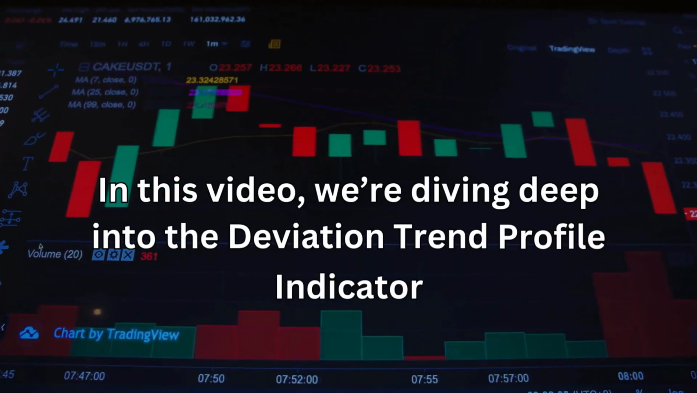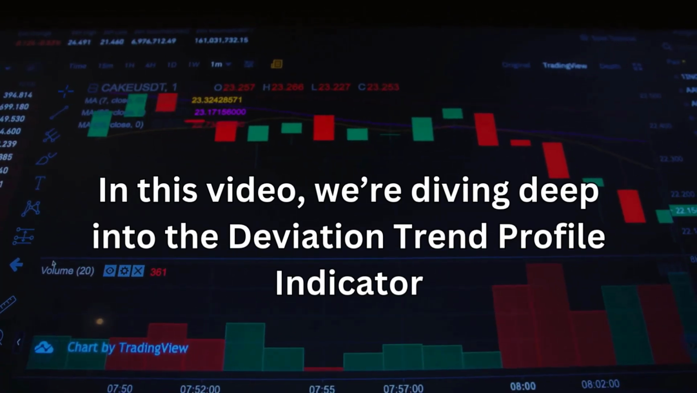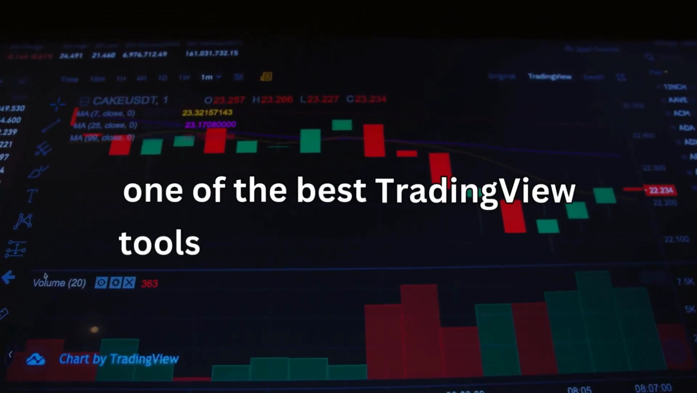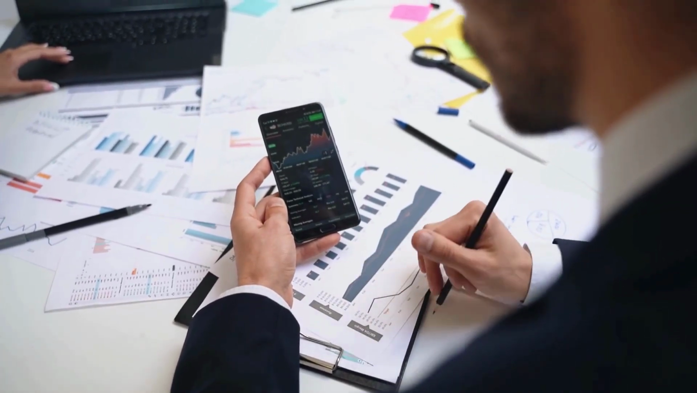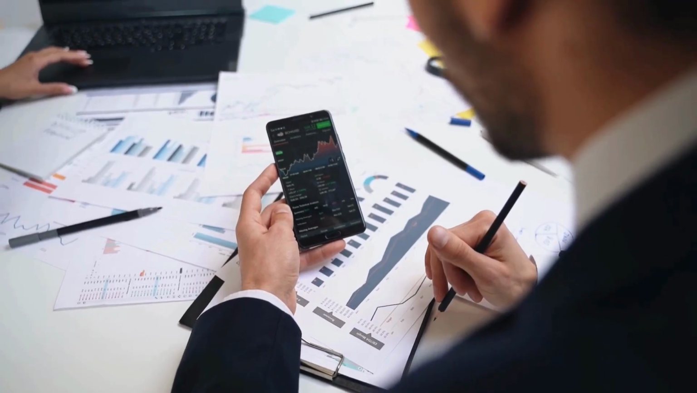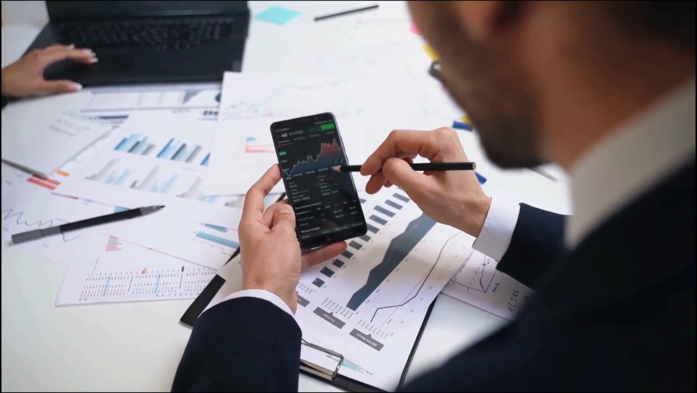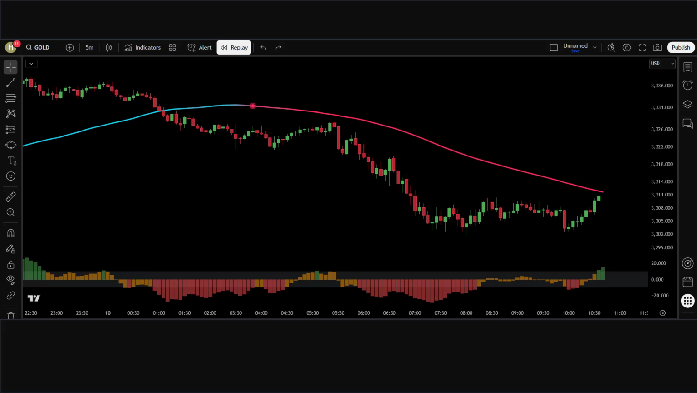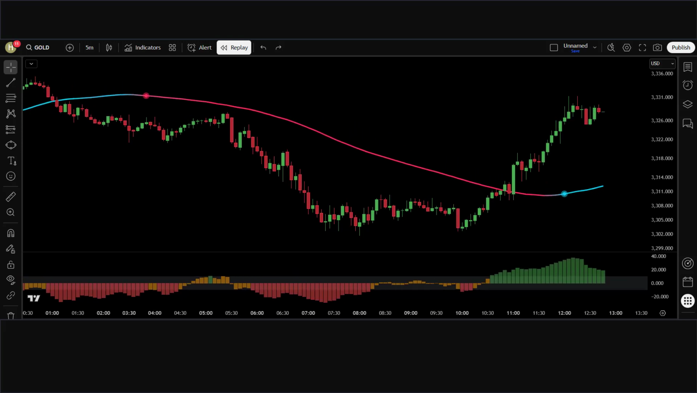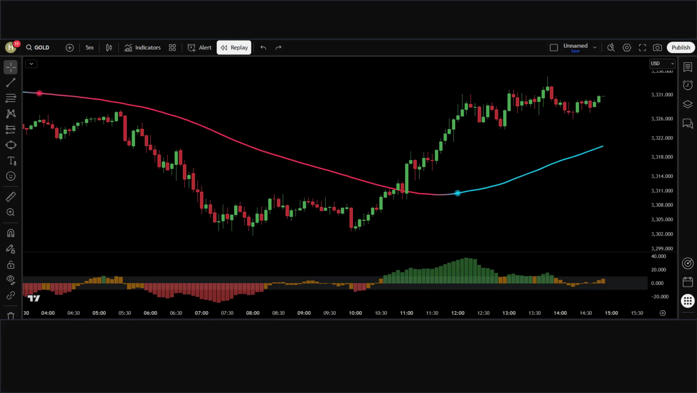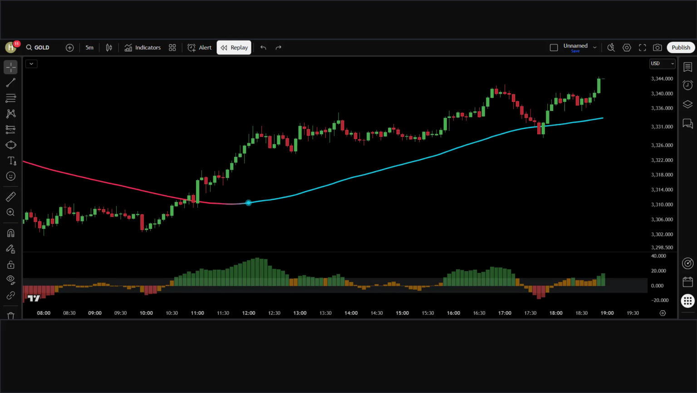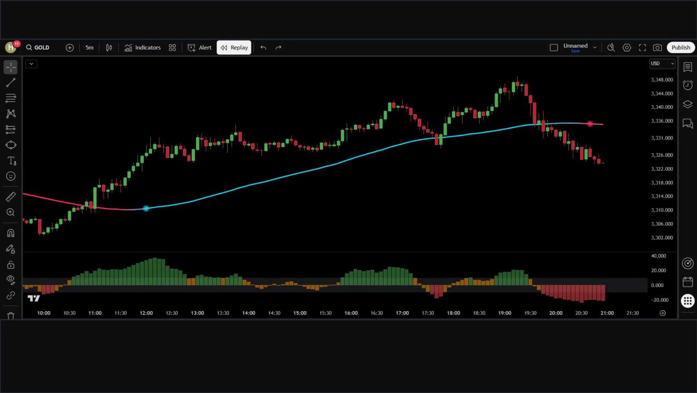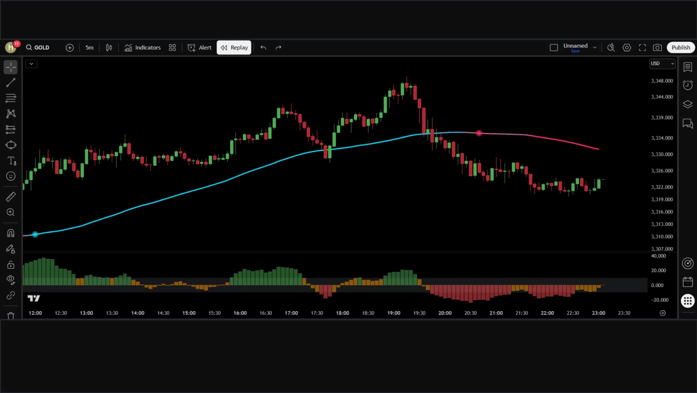Welcome back, traders. In this video, we're diving deep into the deviation trend profile indicator, one of the best TradingView tools for reversals and trend analysis. If you've been looking for a Forex reversal signal indicator with high accuracy, this is a must-have addition to your TradingView setup. The deviation trend profile plots dynamic, deviation-based trend bands that help you pinpoint potential reversals and breakout zones before they happen. It's designed to deliver high-accuracy TradingView strategy signals by adapting in real time to market conditions.